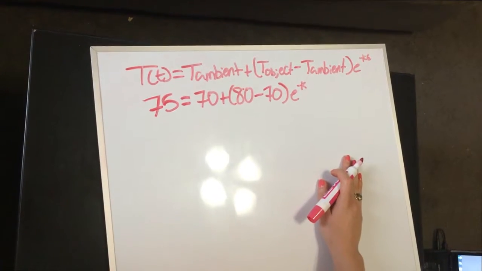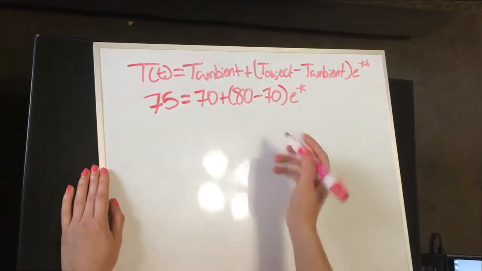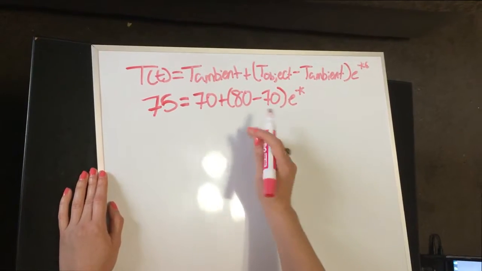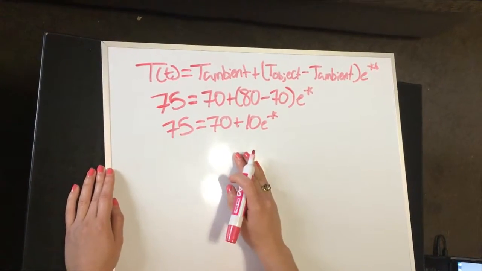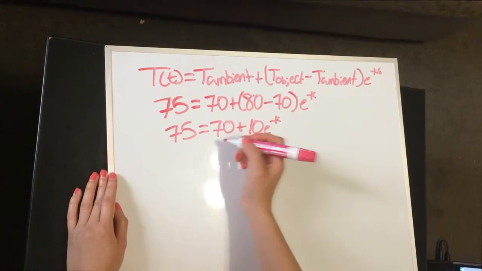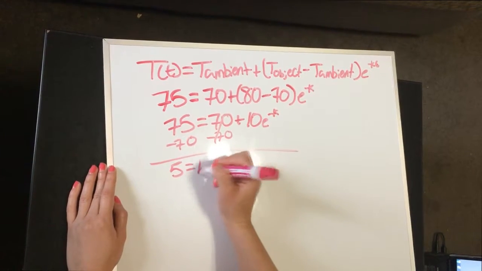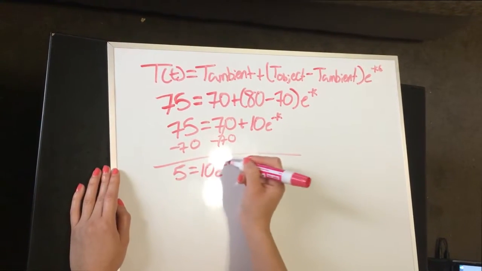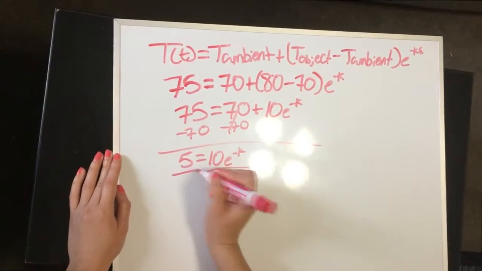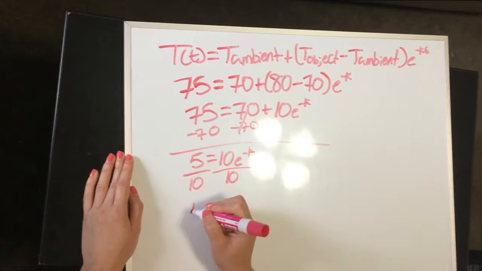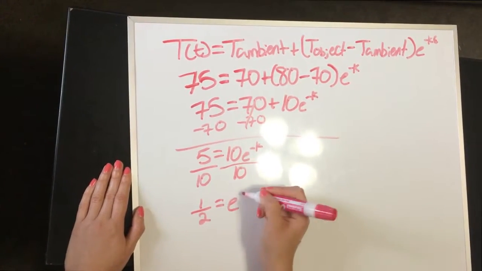And as I said before, since T is 1, we can disregard it from the problem. So we're going to start off by subtracting 80 minus 70, which gives us 10. Then we're going to subtract 70, which gives us 5, equals 10 e to negative k. We're then going to divide 10 to both sides to isolate the e, which gives us 1/2 equals e to the negative k.